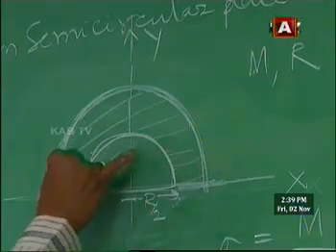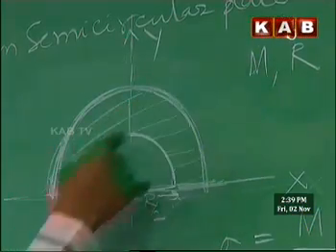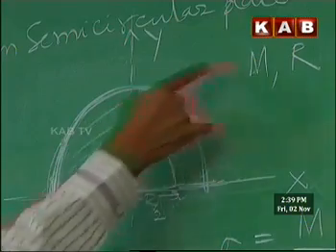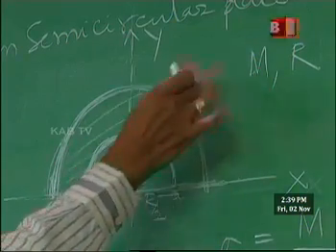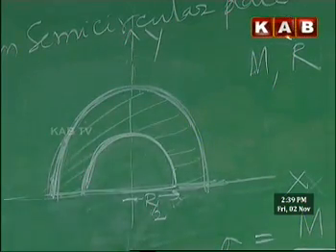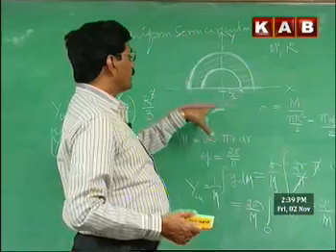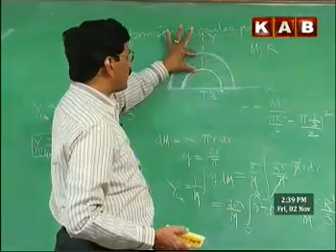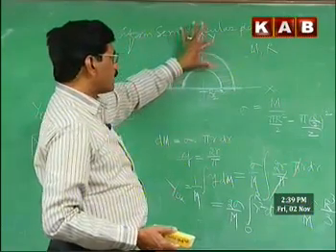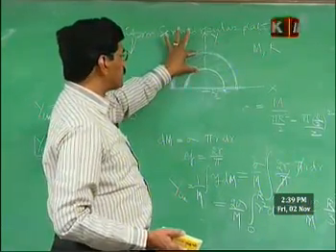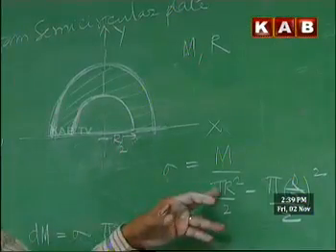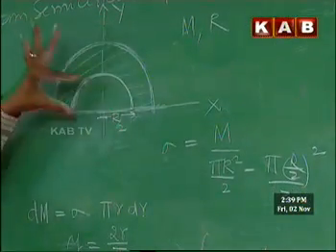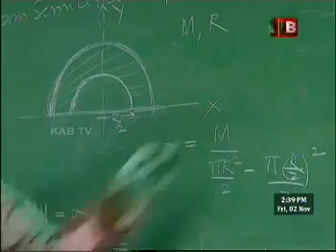After removal, let the radius of the disk be r, and the total remaining mass of the semicircular plate be m. So sigma is mass divided by the area over which the mass is distributed. The area over which mass is distributed is the remaining area, which is the total area of the semicircle minus the removed portion of the semicircle.